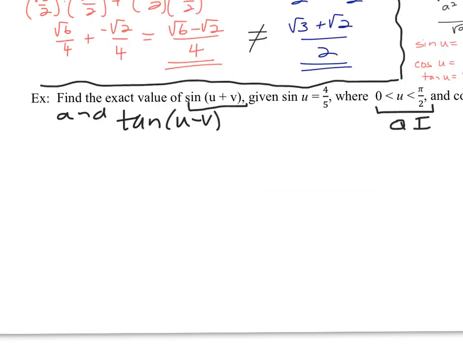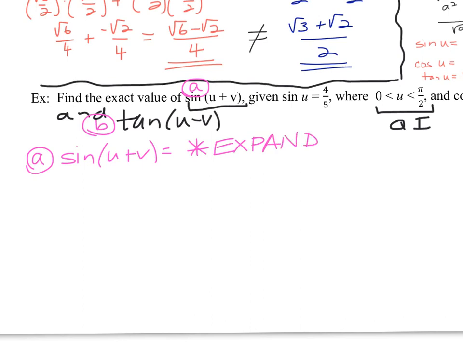And notice I wrote we have 2 options to evaluate, sine u plus v and tan u minus v. So we're just going to do this one first as a, and then we'll do this one second as our b. If I want to evaluate the sum formula for sine, the first thing you have to do is expand. So just write that in all capital letters. And when we expand, it's important to know you're not doing anything with those fractions yet. Absolutely nothing. We're expanding with the u and the v. So we're really just rewriting the formula.